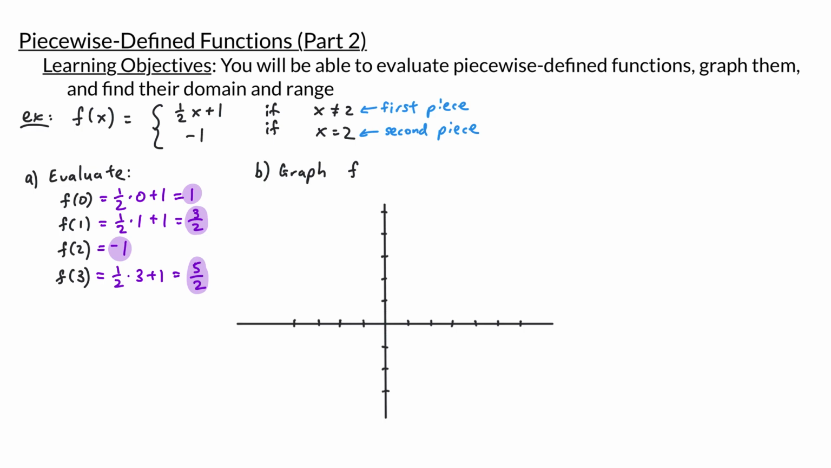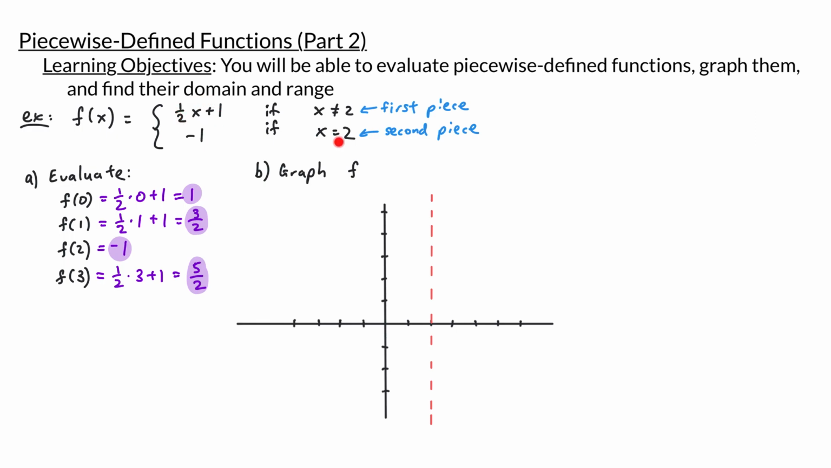Next, let's try to graph this function. Now, the first thing we want to do when we graph piecewise-defined functions is to use vertical dotted lines to separate the different pieces. For our first piece, we have x values that are not equal to 2. So I'm going to draw a vertical dotted line right at x equals 2. This dotted line tells me that as long as I'm not on the dotted line, I'm going to be in our first piece, which means that my function will behave like 1/2 x plus 1.